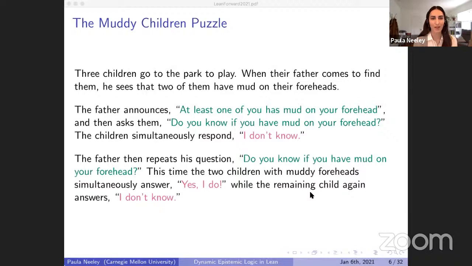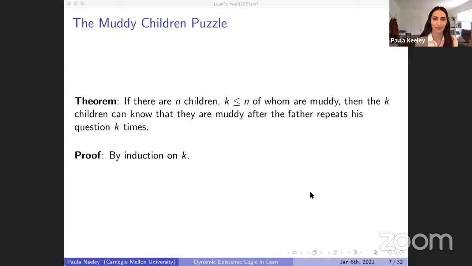But this is actually a theorem. So if there are n children, k less than n of whom are muddy, then the k children can know that they're muddy after the father repeats his question k times. The proof is by induction on k. But rather than doing the proof, I'm going to walk us through the example where two out of three children are muddy, because I think it's going to help convey the intuition, and it'll actually be helpful for understanding the formalization itself.